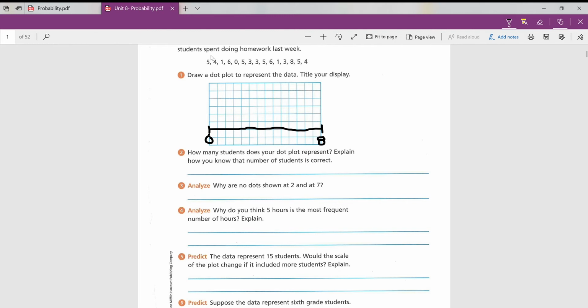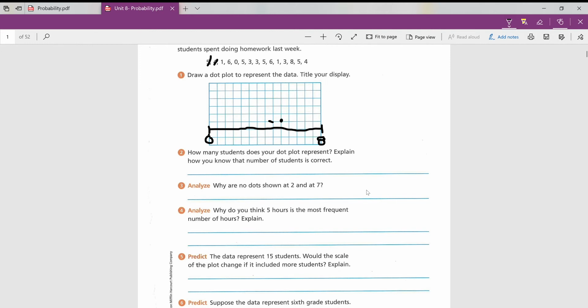as you go along. So for example, if I put 5, I cross off 5 and put a dot above 5. If I have a 4, I cross off 4. That's how you can verify that they're correct. Obviously, these dots would be placed more accurately on your number line, but that's one way you can know they're correct. Question number 3, why are no dots shown at 2 and 7?